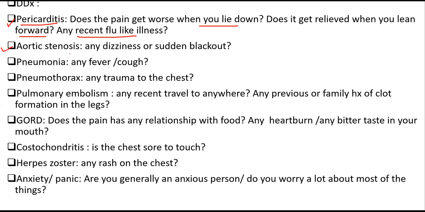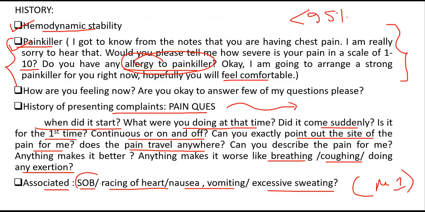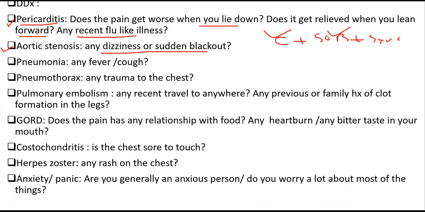Then for aortic stenosis, remember the triad. You already have chest pain, and along with chest pain we have shortness of breath and syncope. So ask the patient about any dizziness or sudden blackout. You already asked about chest pain and shortness of breath in the previous questions, so that will cover your CVS-related differentials.